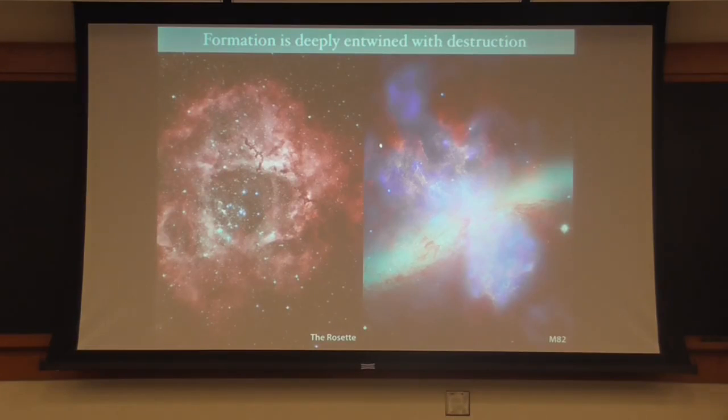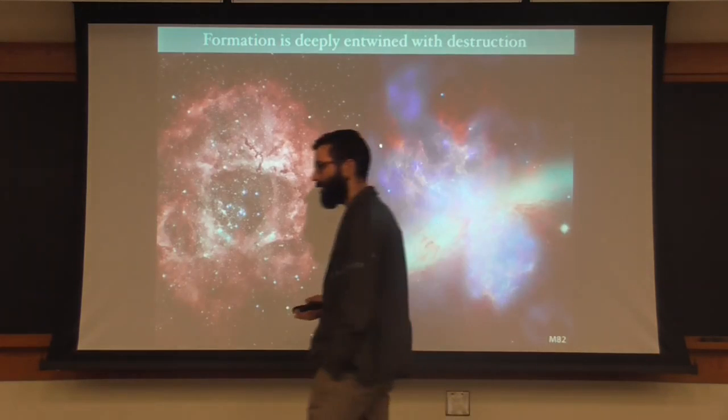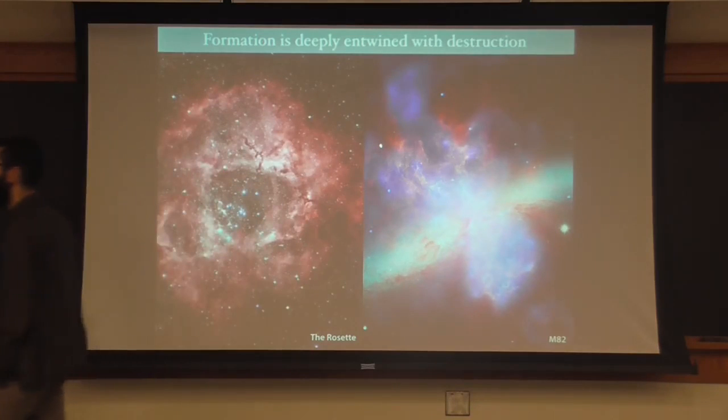We also know, what we've learned especially in the last two decades, decade and a half, is that star formation is deeply entwined with destruction, right? Molecular clouds get built in the galaxy, but only maybe a few percent of them actually turn into stars. The rest of them somehow get destroyed. So we know there has to be some kind of low efficiency when we're building molecular clouds.